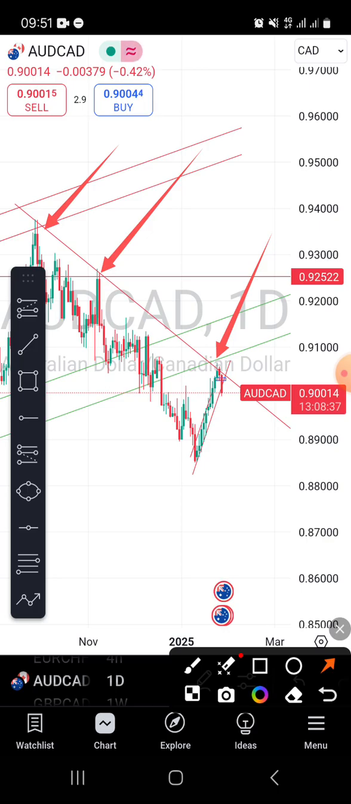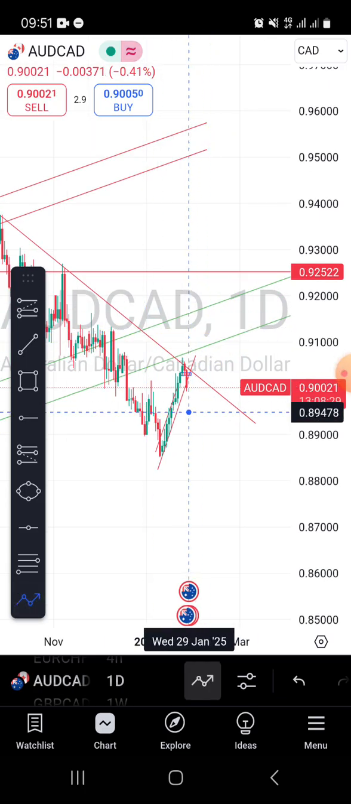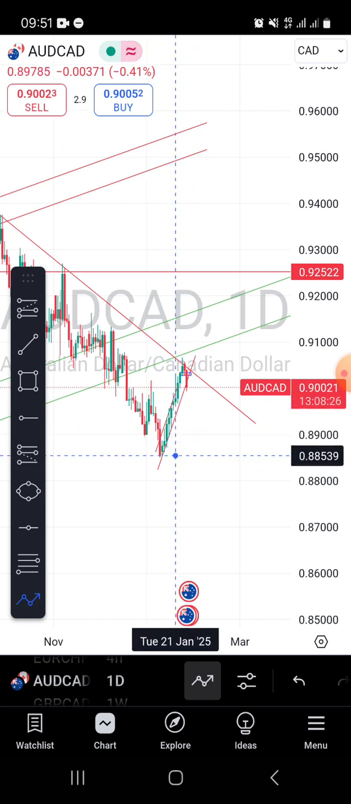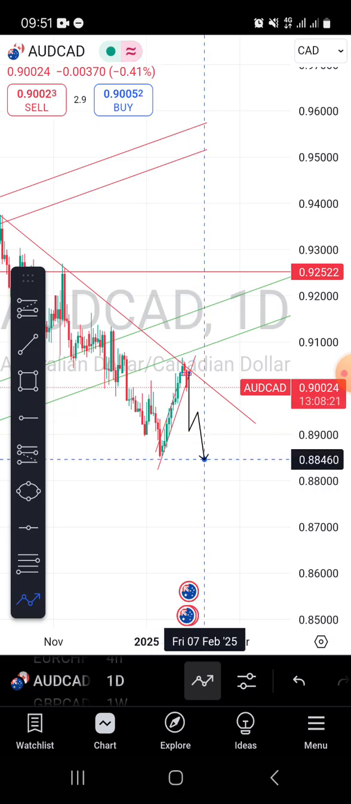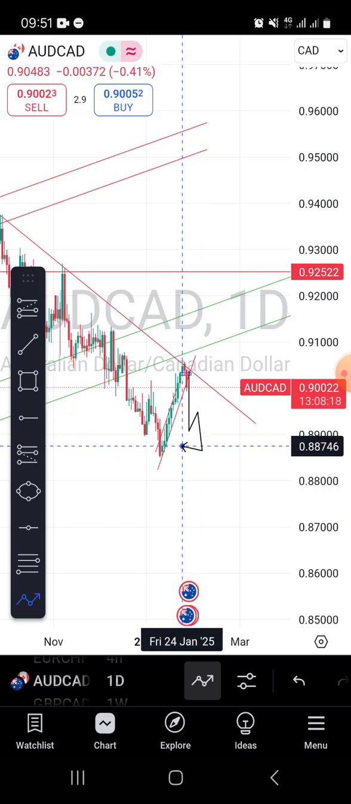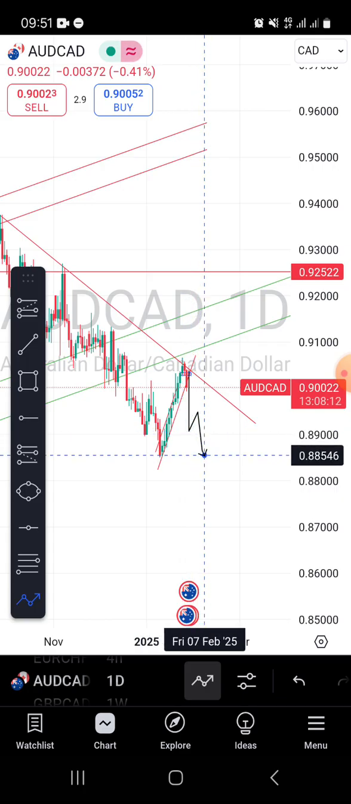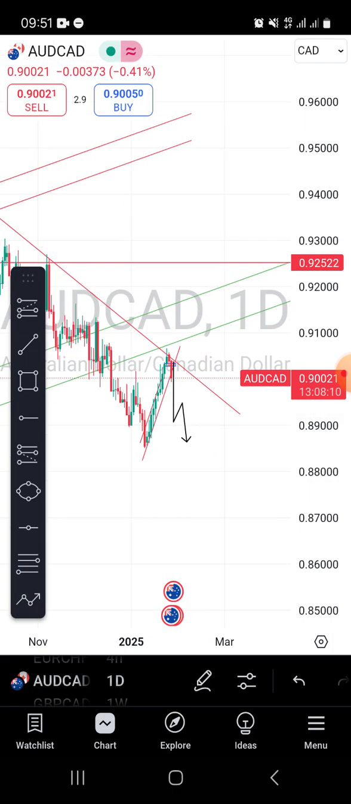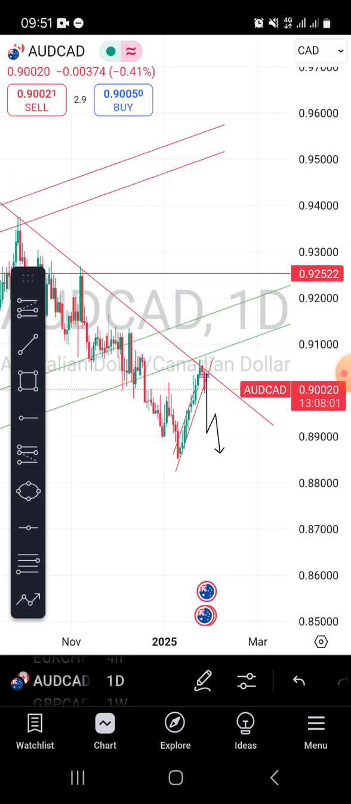So I was hoping when I wake up this morning, I'll just find my entry and short AUD CAD up to this point, to this level, or this level. So this would have been my TP1, while this will be my TP2. So it is still an active trade. That is why I don't want to overlook it, even though it has started playing out. Let me put it like that.